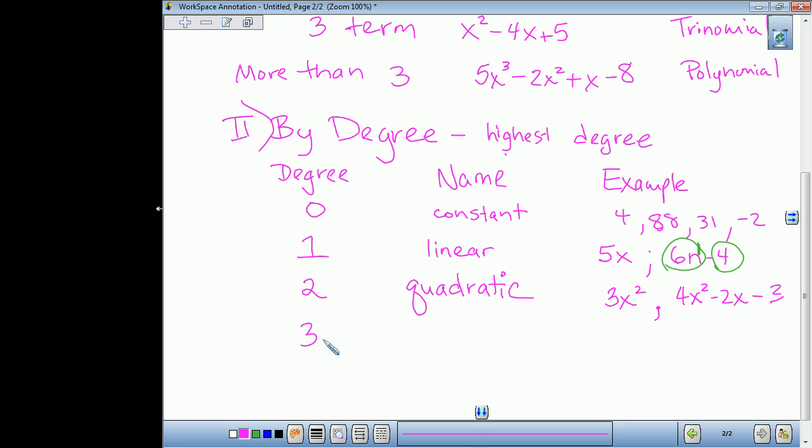Okay. Let's look at a third degree. It is called a cubic. So an example might be just n cubed. We would call this one a cubic monomial. Or we could have like y cubed minus 6y squared plus y plus 4. This is a cubic polynomial because it has more than 3 terms.